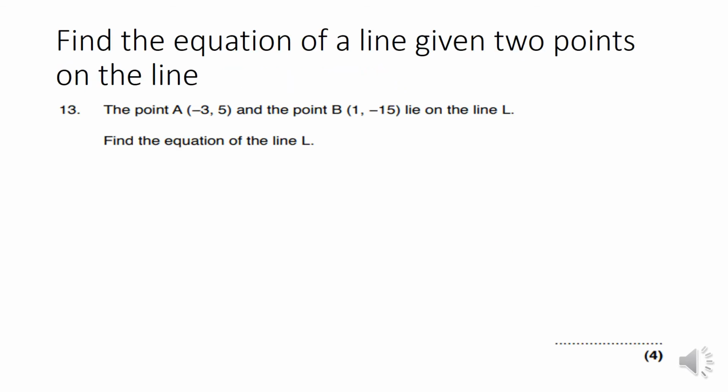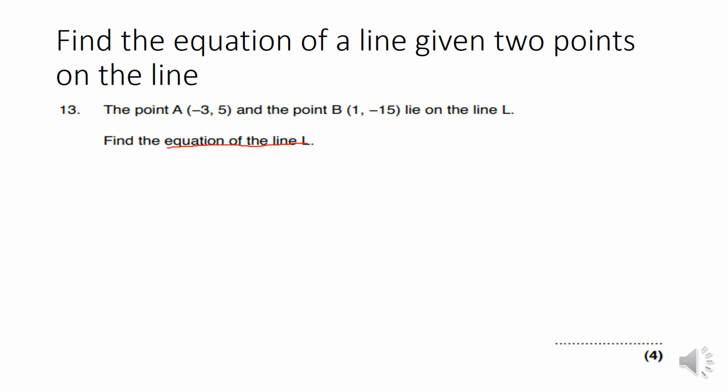Okay, so the second skill is, we kind of did this, we started to do this the other day. So it's finding the equation of a line given 2 points on the line. So the other day when we were looking at gradient, we were looking at how we'd work out the gradient when we're given 2 points. Well, with this, if we're working out the equation of the line, we need to work out the gradient first, and then it just becomes like what we did before.